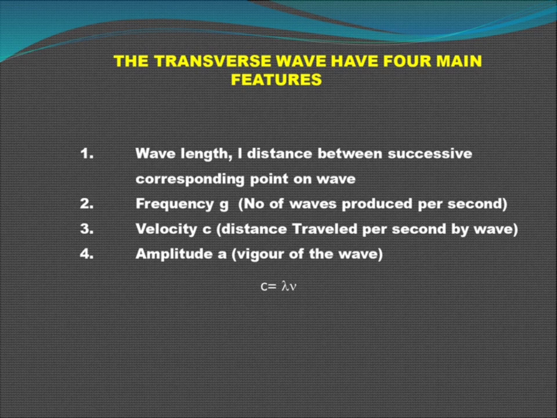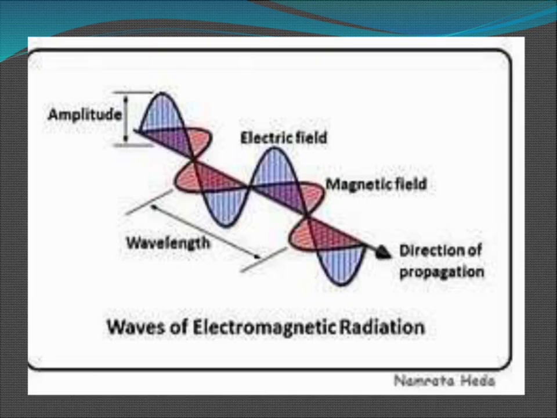So what are the features of a transverse wave? The wavelength is basically the distance between two successive corresponding points on the wave, and the number of waves produced per second is called frequency. These are basic physics we learn at the 10+2 level. Velocity is the distance travelled per second by the wave, and amplitude is the highest point on the wave. So velocity is equal to lambda, that is wavelength, times frequency, nu.